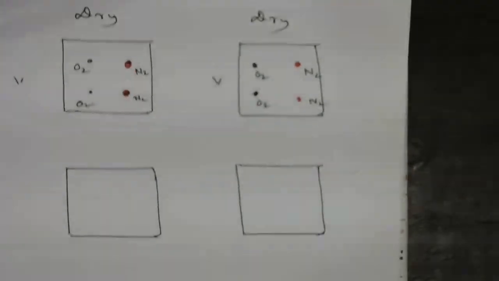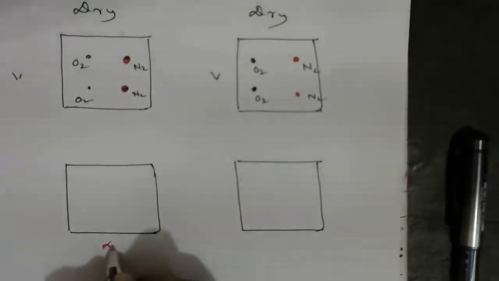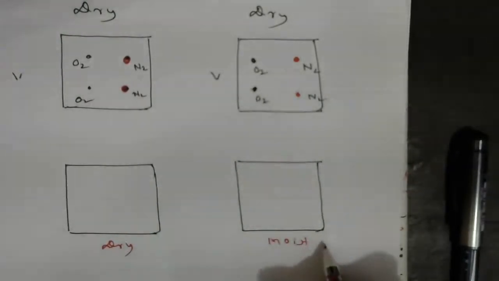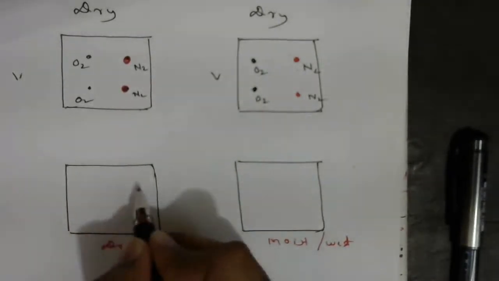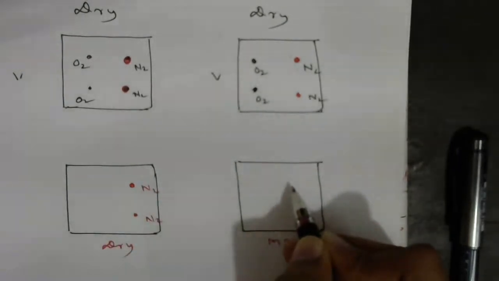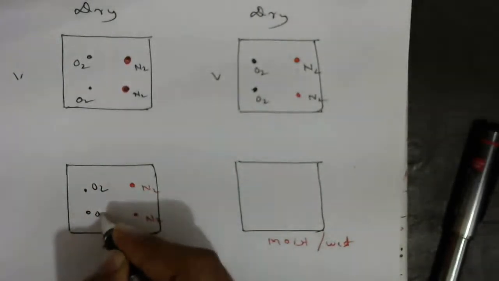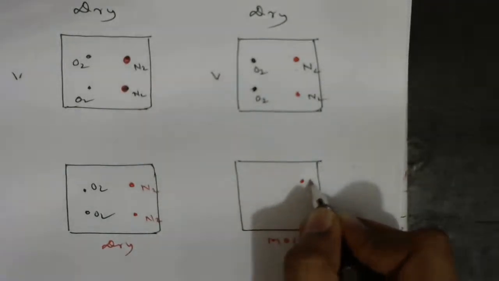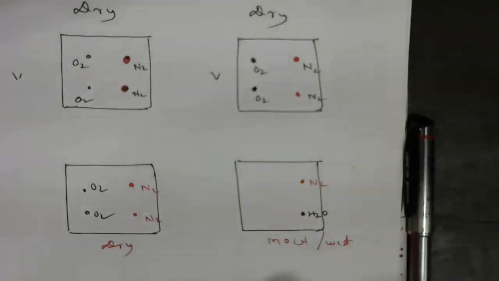Just for example, this is dry air as it is. Now this one is what? Moisture. Moisture is nothing but a little bit wet air. Here two nitrogen molecules are as it is, and two oxygen molecules are as it is. Here one nitrogen is as it is, one nitrogen is replaced with a water molecule.